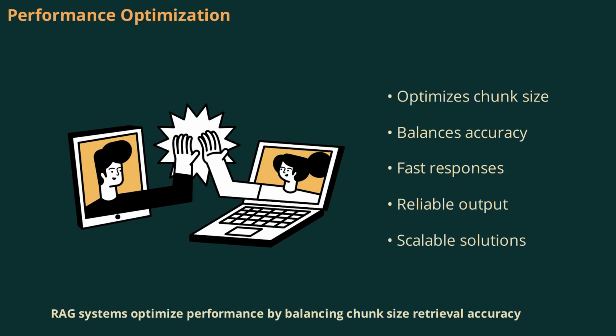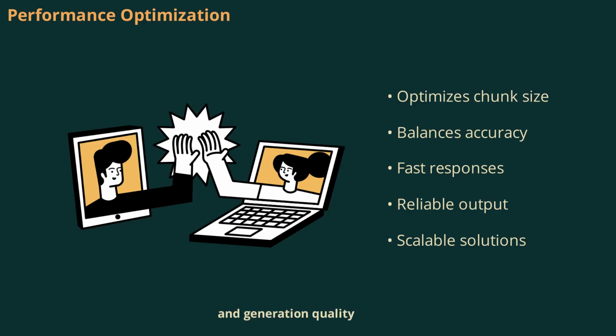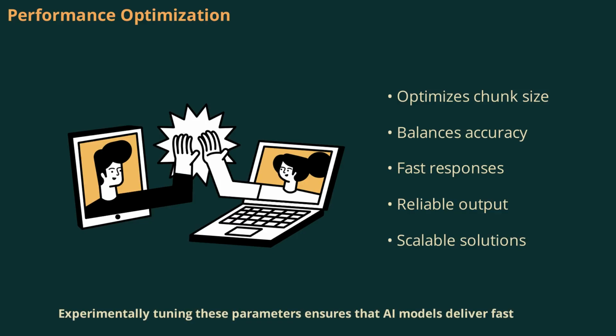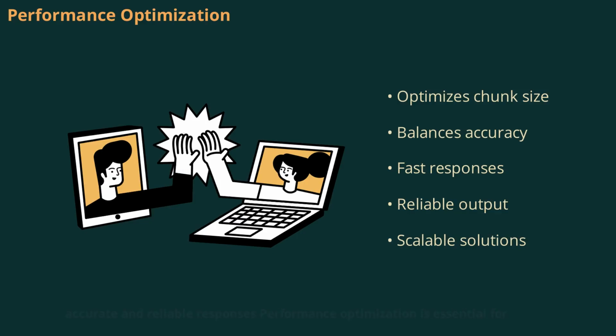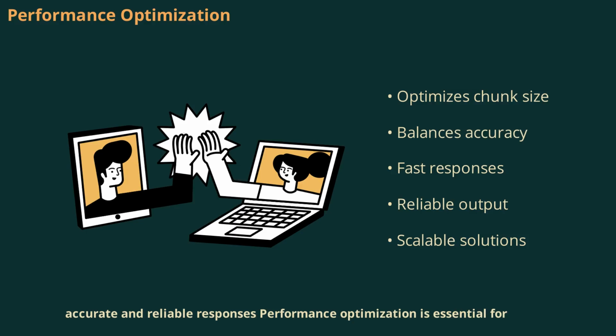RAG systems optimize performance by balancing chunk size, retrieval accuracy, and generation quality. Experimentally tuning these parameters ensures that AI models deliver fast, accurate, and reliable responses. Performance optimization is essential for building scalable and effective RAG solutions.